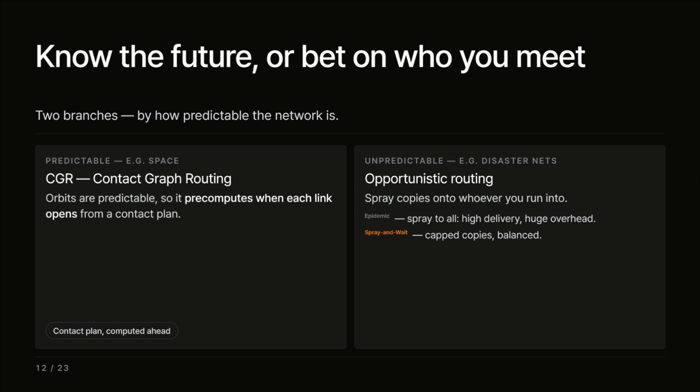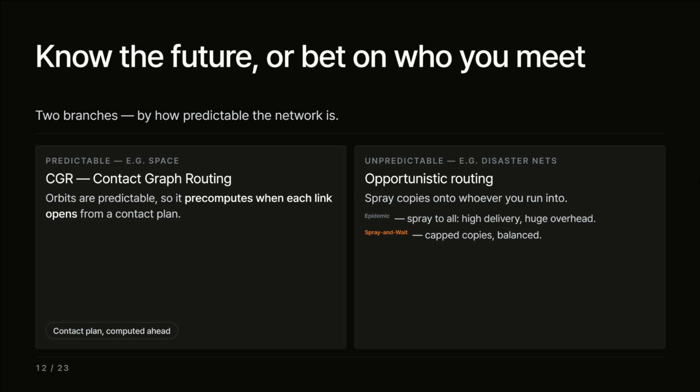But not every DTN environment is so organized like this. Consider a disaster area where infrastructure has been damaged and mobile devices are moving unpredictably. In that situation, future contacts cannot be calculated in advance. Instead, DTN relies on opportunistic routing. Nodes simply forward bundles whenever a forwarding opportunity appears.